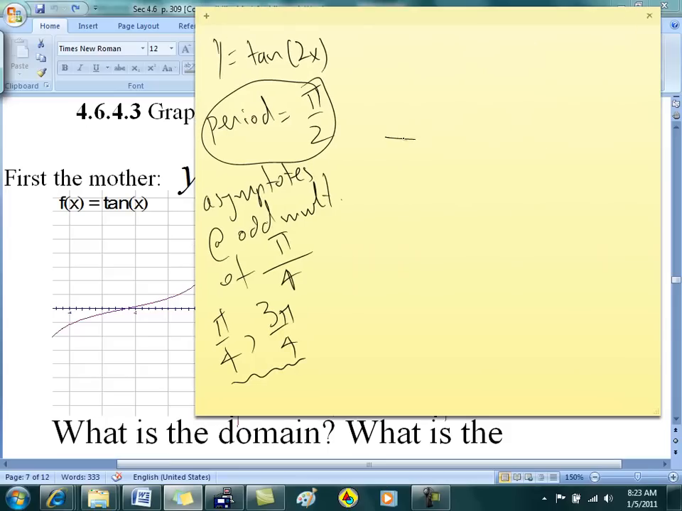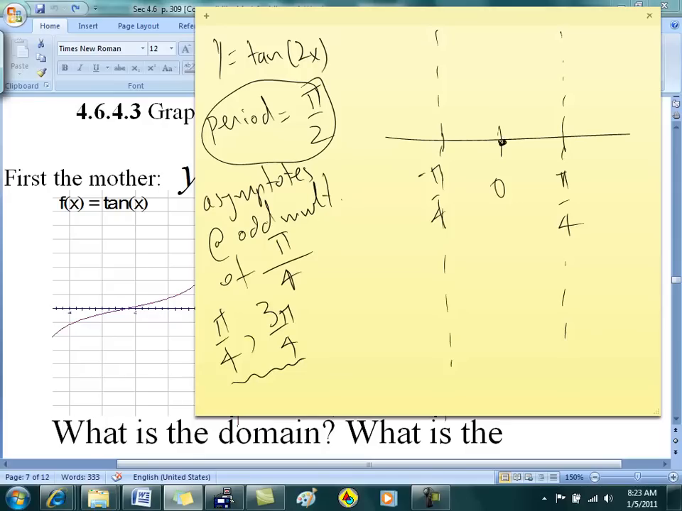So your horizontal line, here's your 0. Your first asymptote is going to be at pi over 4 on this side. And on the other side, it's going to be at negative pi over 4. It's completely symmetric in that sense. And what's tangent of 0? So when x is 0, what's tangent 0? 0.